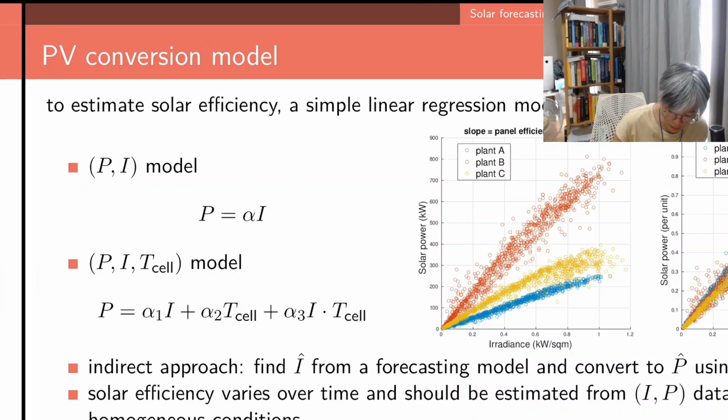Hypothetically, you could say that the cell or module temperature, the temperature you measure underneath the solar panel, also affects the efficiency of the panel. So you may include this cell temperature in the model if you have access to this sensor data. But let me get back to the simple one.